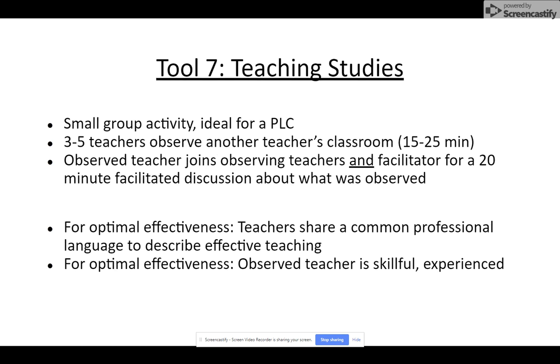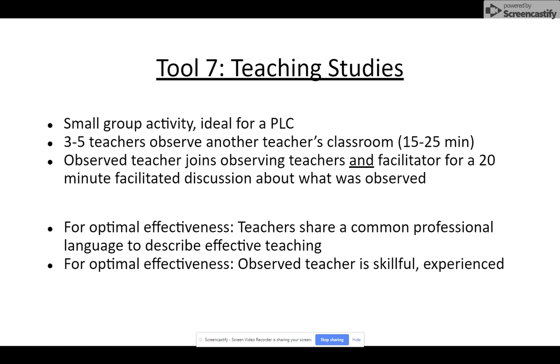Our final tool for this session is Tool 7, Teaching Studies. And this lends itself to the concept of a learning walk. Again, you're looking at a small group activity, ideally for a PLC. This may be something that you're already doing as a practice in your building, or you have small groups of teachers who are utilizing this practice in the building. But the goal is that you have multiple teachers observing in another teacher's classroom, and you can see the times on there, anywhere from 15 to 25 minutes.